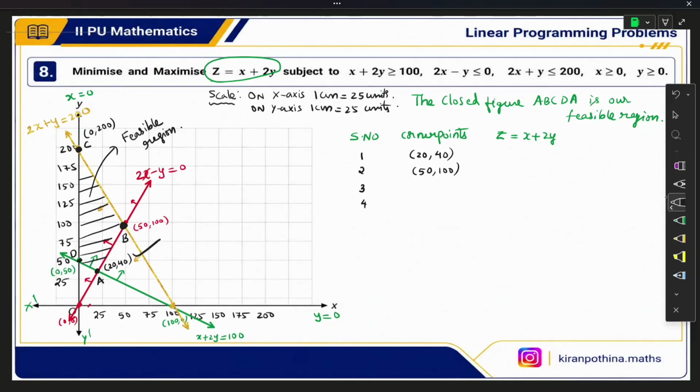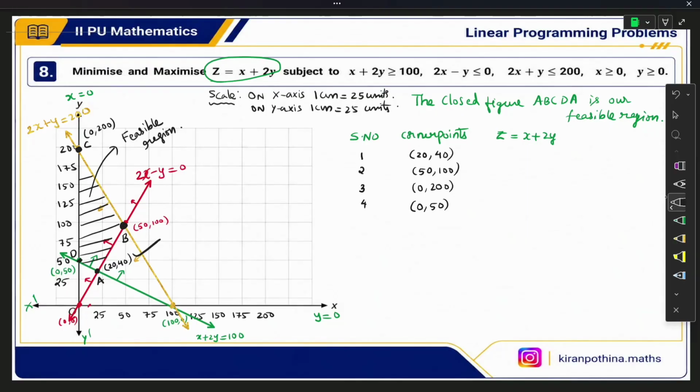Here, for the naming you can take anything, like A, B, C, D, or you can start with anything like that. Now the third point, 0 comma 200. Order is not important here. You can take 0 comma 200 as the first point, okay? But you need to take all the corner points. And the last one is 0 comma 50.